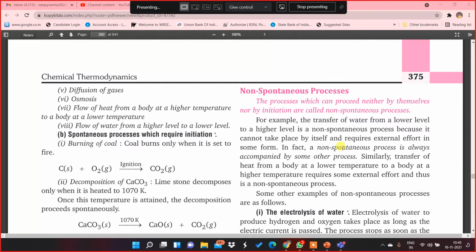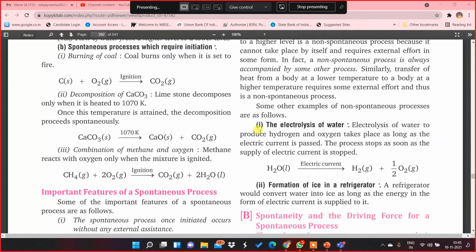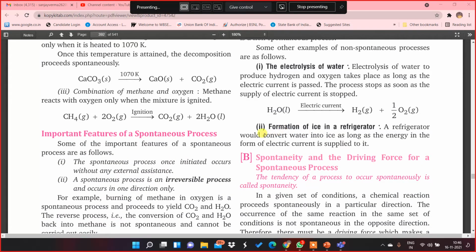In fact, a non-spontaneous process is always accompanied by some other process. Similarly, transfer of heat from a body at lower temperature to a body at higher temperature is also a non-spontaneous process. Some other examples of non-spontaneous processes: the first one is decomposition of water by electrolysis. If you don't pass current, water will not undergo electrolysis and decompose into hydrogen and oxygen gases. The next one is formation of ice in a refrigerator. A refrigerator converts water into ice as long as energy in the form of current is supplied to it; otherwise it will not convert water into ice.